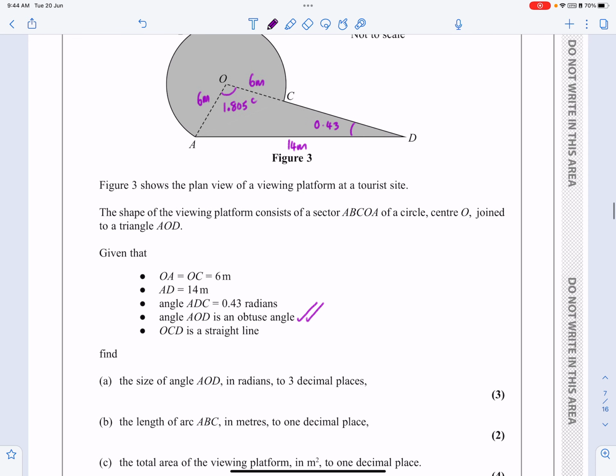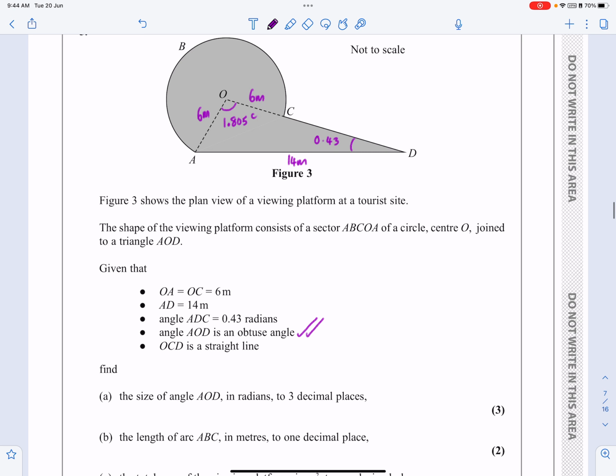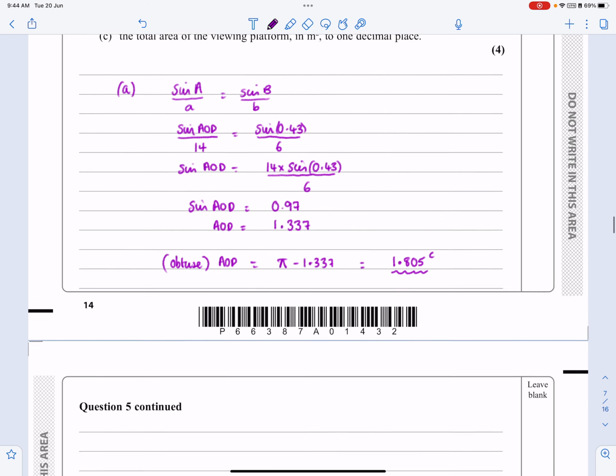What do we need to do for part B? Part B says, can we work out the length of the arc ABC in meters to 1 decimal place? There's the arc round there. Well, they won't catch me out with this one. They never catch me out with this one when they're doing it. It's that angle there that I'm using as my theta, not the 1.805. So at least it can catch me out with part B.